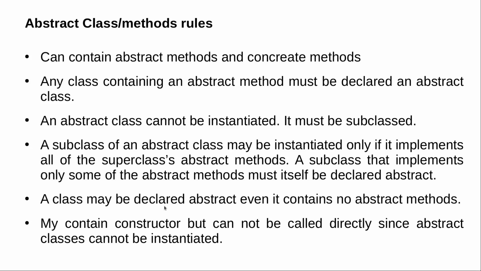A subclass of an abstract class may be instantiated only if it implements all of the superclass abstract methods. A subclass that implements only some of the abstract methods must itself be declared as abstract. A class may be declared as abstract even if it contains no abstract methods, if we want to restrict that class from being instantiated.